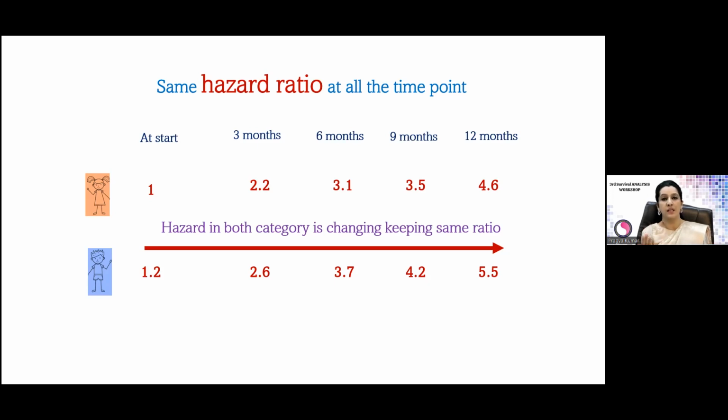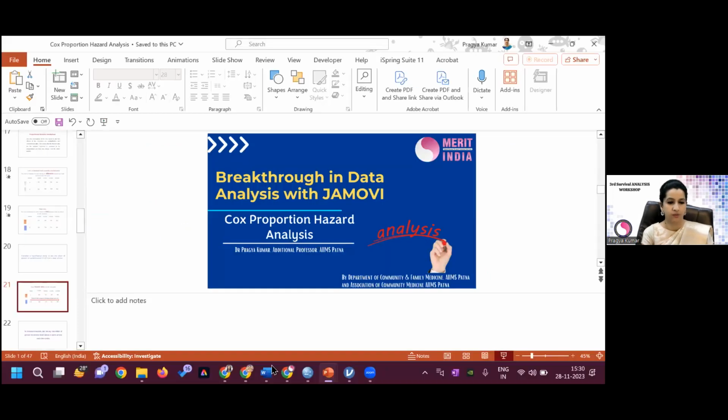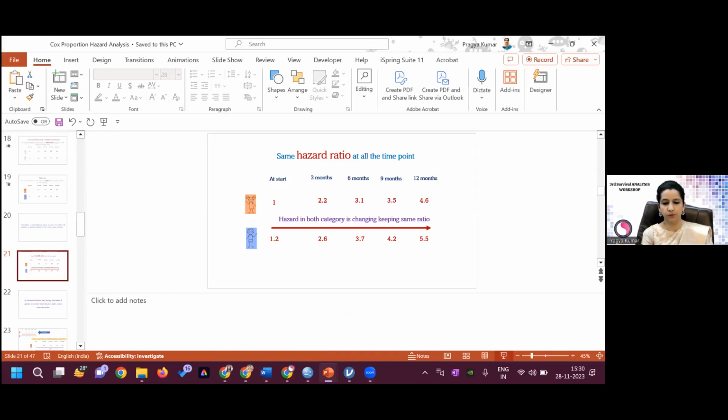In a similar analogy, the ratio of two hazard rates is known as the hazard ratio. And you can see that at the start point, if I take female as a reference, what is the ratio? 1.2. Now, all of you please take out this ratio at 3 months. How will I take it? 2.6 by 2.2. So all of you please do that.